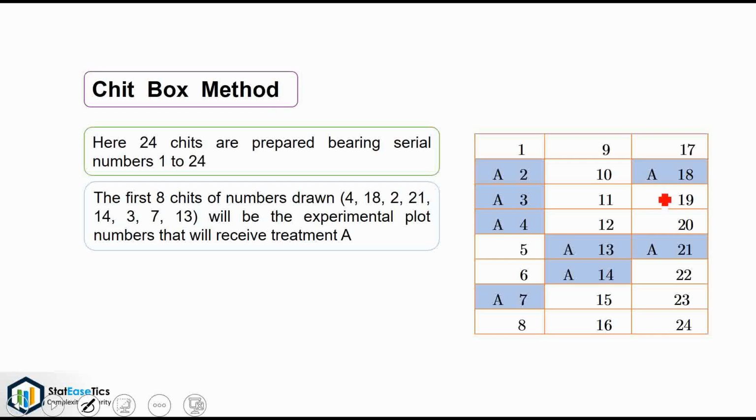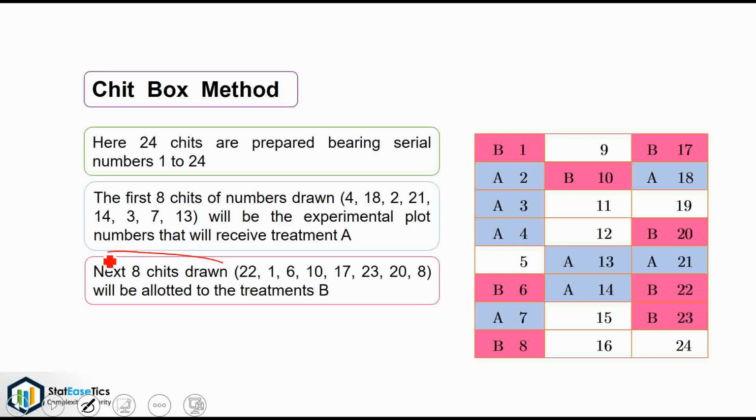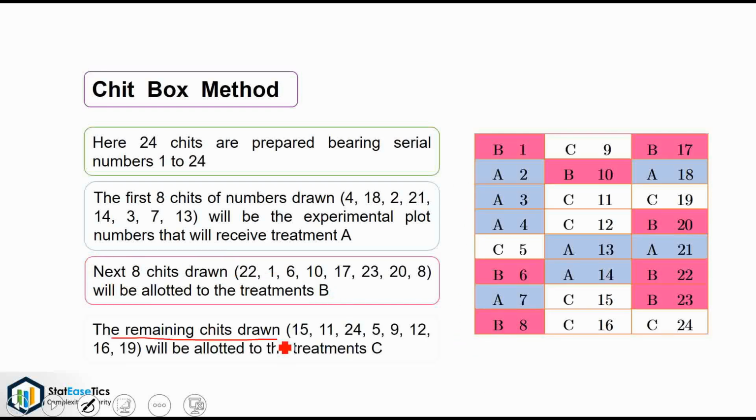Let's see the alternative method, that is the chit box method for randomization of treatments. Here 24 chits are prepared bearing serial numbers 1 to 24. The first 8 chits drawn will be the experimental plot numbers that will receive treatment A. That is 4, 18, 2 till 13 will receive treatment A, as you can see in the blue boxes. Then the next 8 chits drawn, that is 22, 1, 6 till 8, will be allotted treatment B, as you can see here in pink boxes. And the remaining chits drawn, that is 15, 11, 24 till 19, will be allotted treatment C, which you can see here in the white boxes.